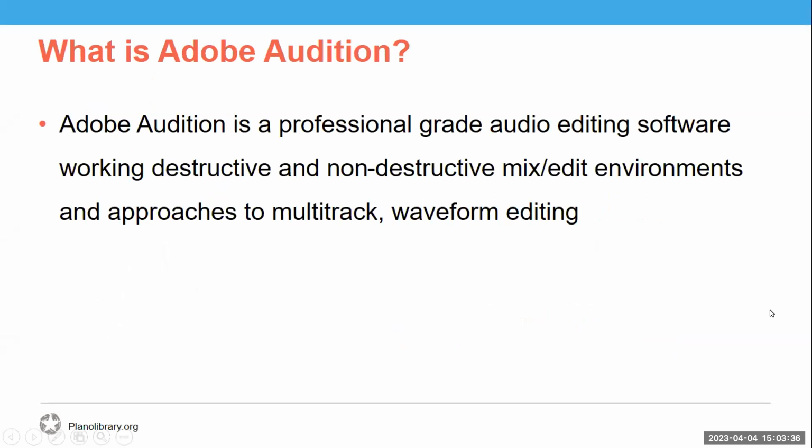Okay, so first we're going to start very basic. What is Adobe Audition? Adobe Audition is a professional grade audio editing software, and it works with destructive and non-destructive mix and edit environments and approaches to multi-track and waveform editing. So what does this mean? A digital audio workstation is used to record, edit, mix, restore, and apply effects to audio. It has multi-track, waveform, and spectral display options for creating, mixing, and editing audio content.